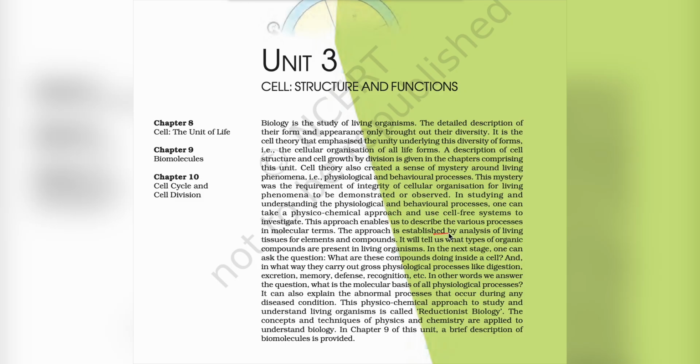The approach is established by the analysis of living tissues for elements and compounds. It will tell us what types of organic compounds are present in living organisms. In the next stage, one can ask the question, what are these compounds doing inside a cell, and in what way do they carry out gross physiological processes like digestion, excretion, memory, defense, recognition, etc.? In other words, we answer the question, what is the molecular basis of all physiological processes? It can also explain the abnormal processes that occur during any diseased condition.